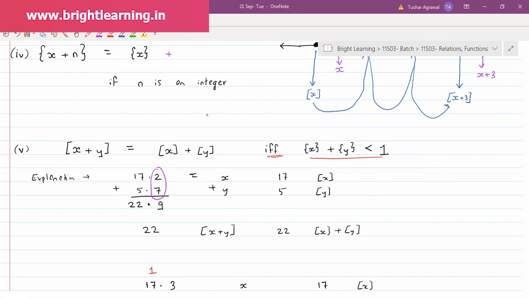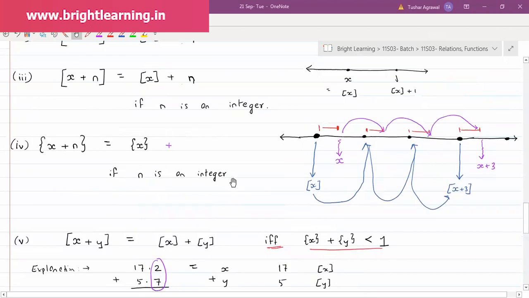So just this much condition you have to remember: step x and step y can be separated if the combined fractional part addition is less than 1.